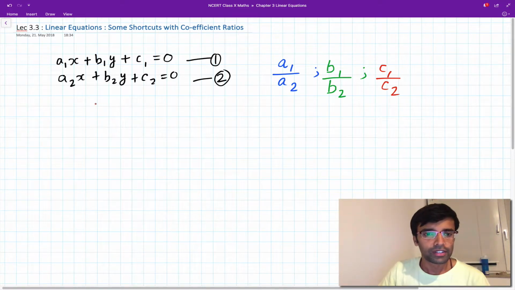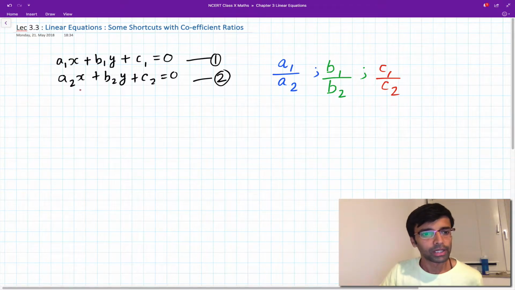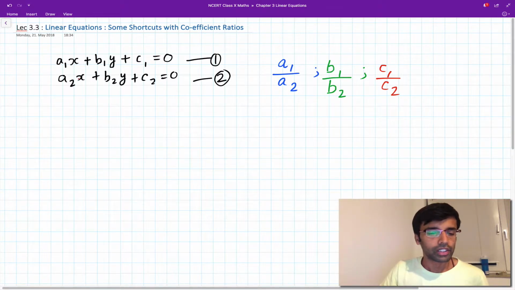Hello everyone, let us continue with our discussion on linear equations. Today we will have a look at some of the shortcuts that we have. By shortcut I mean by just looking at a pair of linear equations, by just comparing the coefficients for these pair of linear equations, we can reach a conclusion about how the solution is going to be.